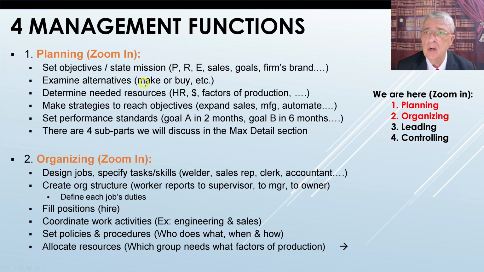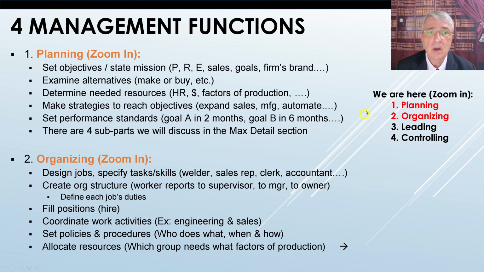We examine alternatives. Are we going to make the screws we're using, or are we going to buy them? Determine the resources needed. So human resources, factors of production. Are we going to have to take out loans? Where is money coming from? We make strategies to reach the objectives. So are we going to expand sales? Are we going to expand manufacturing? Are we going to automate manufacturing? What are we going to do? We set performance standards. We're going to reach goal A in 2 months, goal B in 6 months, and so forth. So there are 4 subparts we will discuss in the max detail section.